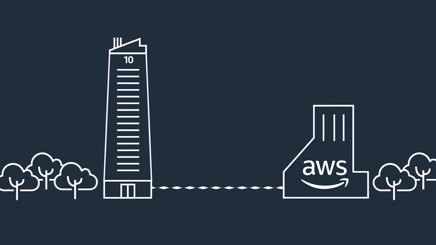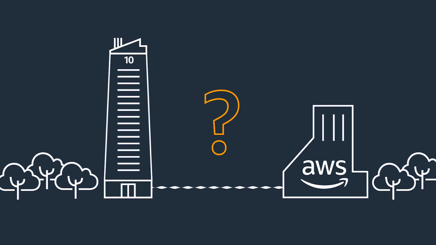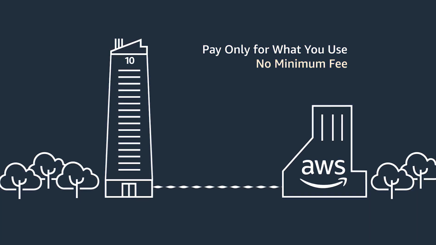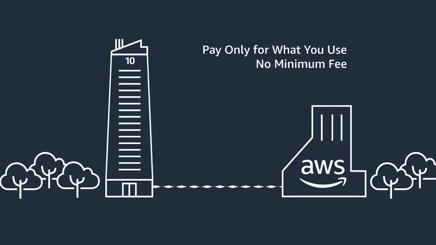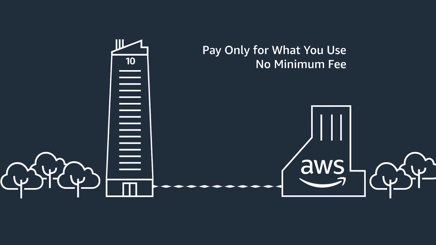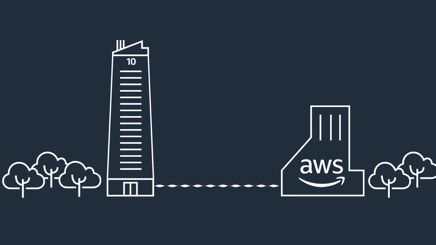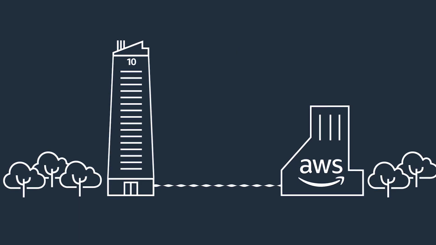You might be wondering, how much does this all cost? With Direct Connect, you pay only for what you use and there's no minimum fee. Direct Connect has 2 billing elements: port hours and outbound data transfer. There might be additional external billing elements to consider. Consult the Direct Connect website for current pricing details.